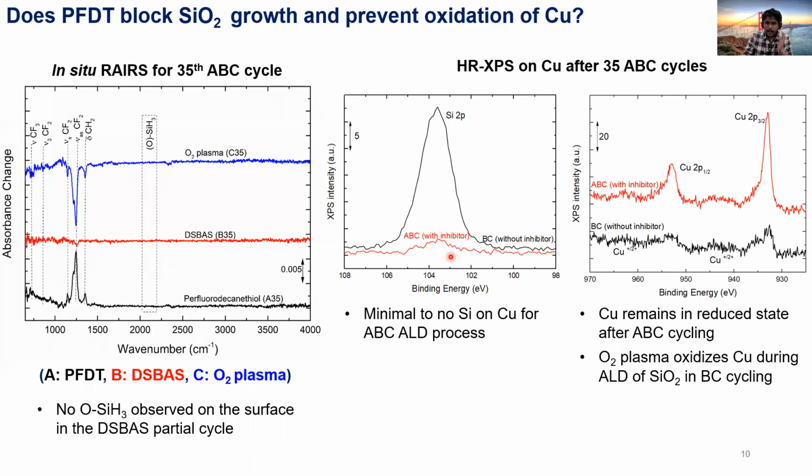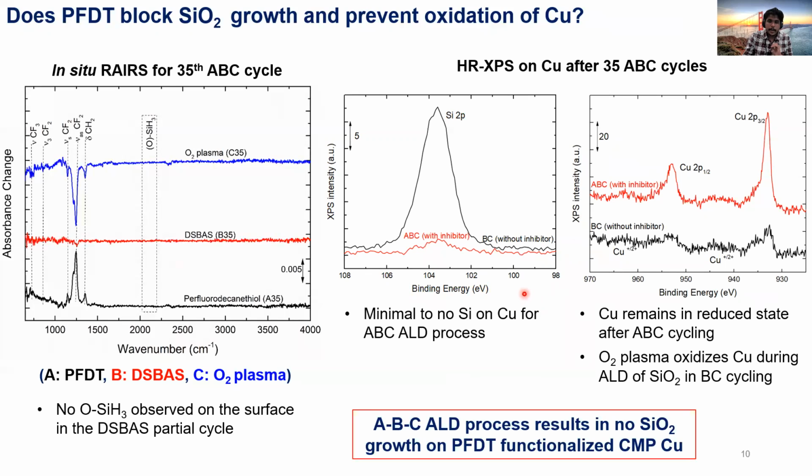And so, answering the next question, does the oxygen plasma oxidize the copper? For the sample with the inhibitor, there were distinct peaks for copper 2p with no signs of oxidation. For the other case, the copper 2p peaks were buried due to the formation of silicon oxide and also due to the partial oxidation by the oxygen plasma. Both these results prove that the ABC type ALD process results in no silicon oxide growth on PFDT functionalized copper.